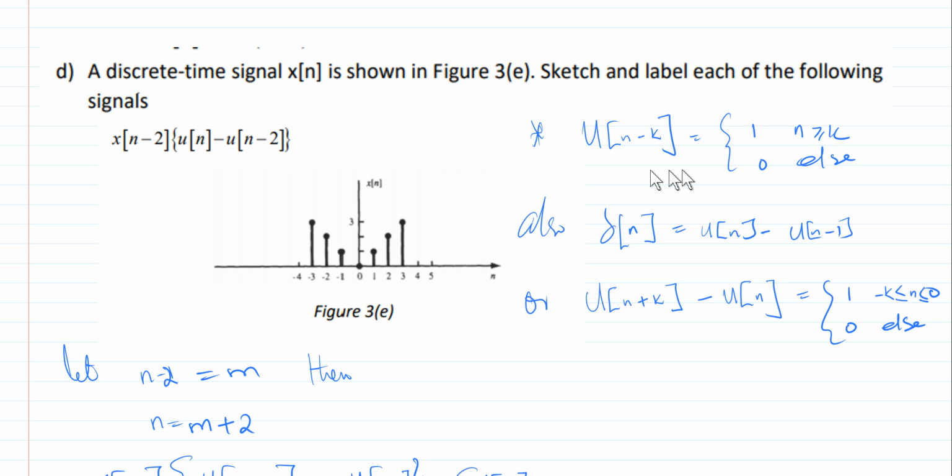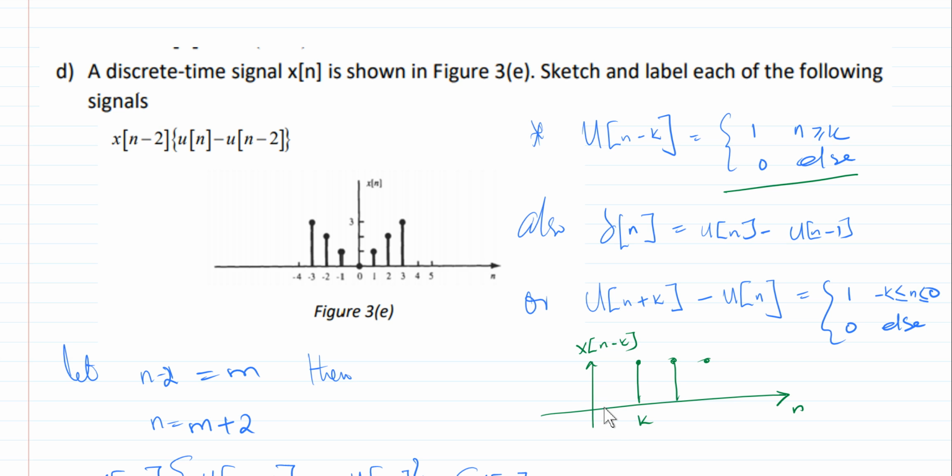So we need to remember a few things: a delayed unit step function defined by u of n minus k will always be equal to 1 when n is bigger than or equal to k, and 0 otherwise. So this sequence normally takes the form: if this is k and this is n, then it will start at n minus k. So it will start at the k value instead of starting at 0.